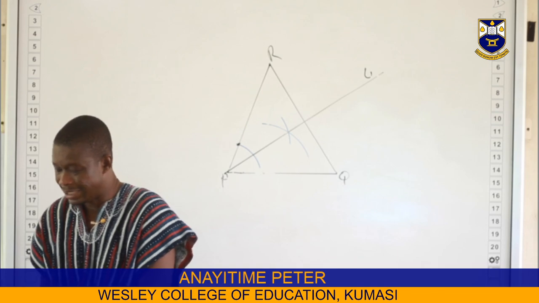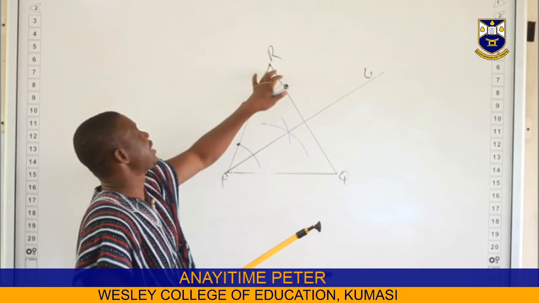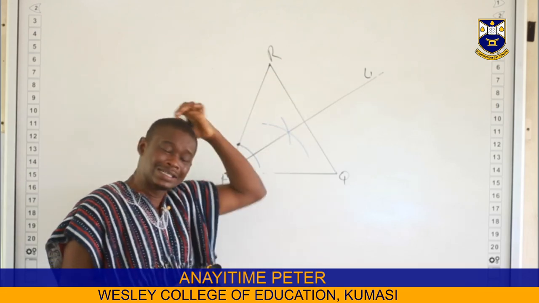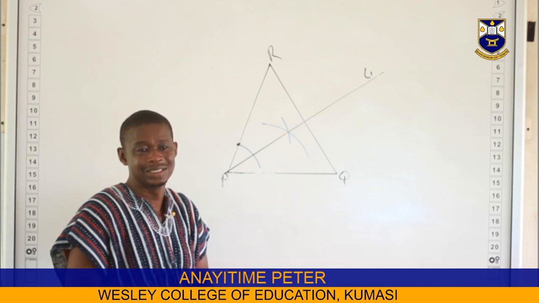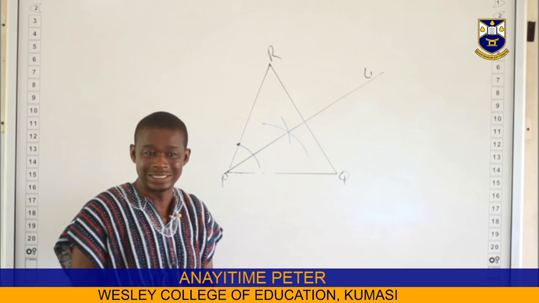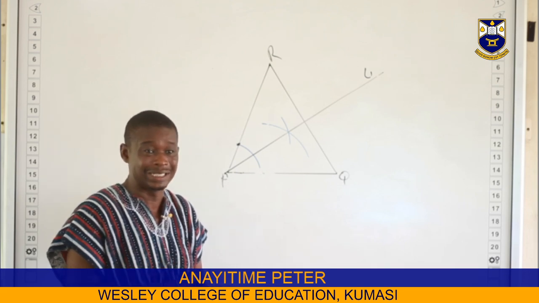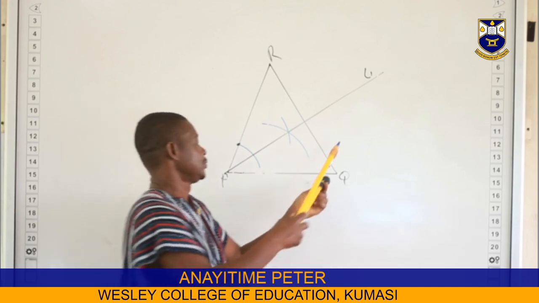You remember I said that we are bisecting any two angles. So we can decide to bisect angle R or angle Q. The fact is that when you bisect all the three angles, they will all pass through one point, just as when you bisect two. So it is not necessary to waste your time bisecting the three. Good. So we are going to bisect angle Q.